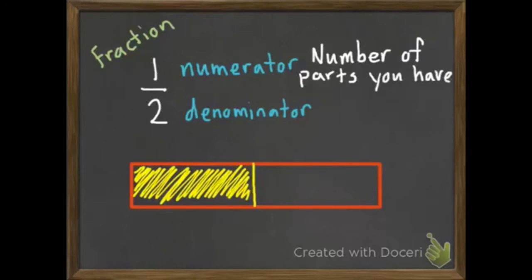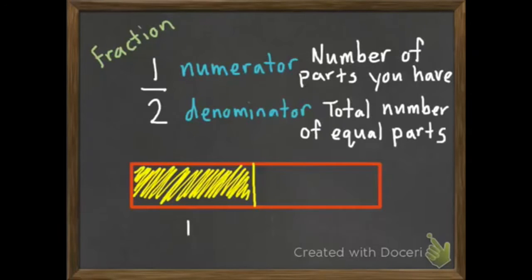So the numerator is the number of parts we have. So I shaded 1 part. And the denominator is the total number of equal parts. So there were 2 equal parts. So that is 1/2.